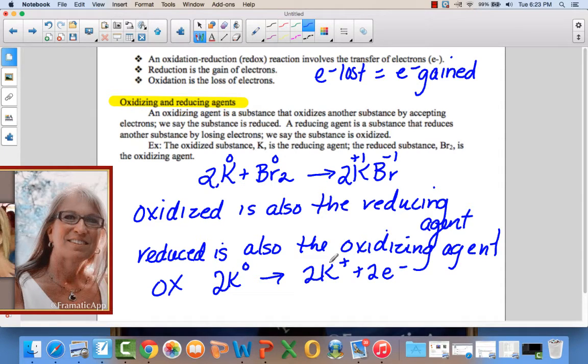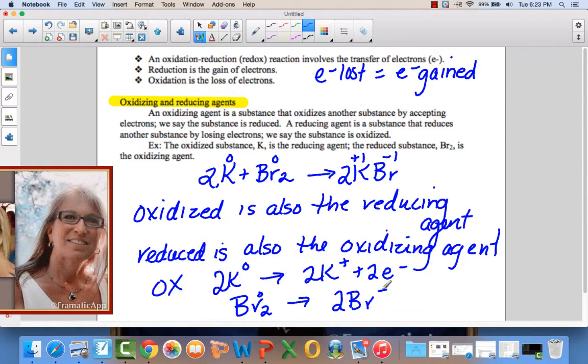I lost electrons. How do I know I lost? Because I gave them up, and when I lose, I become more positive. Okay, just like we talked about when we form ions. And the other one is Br2, 0, going to 2 Br minus.